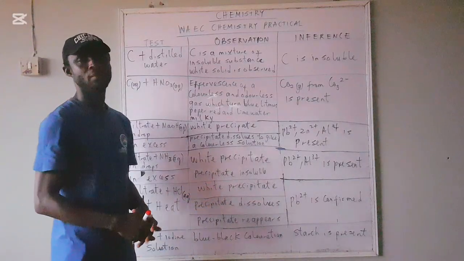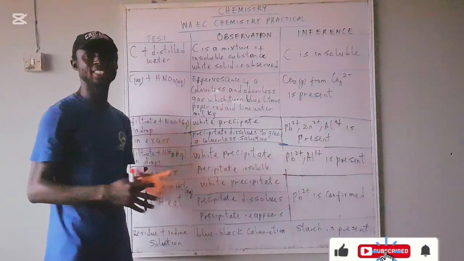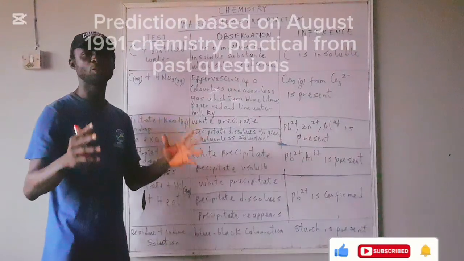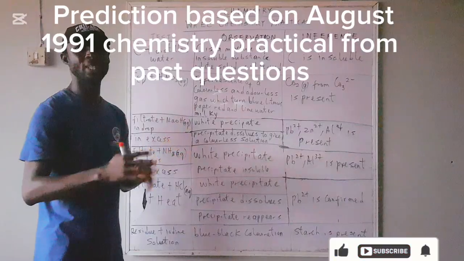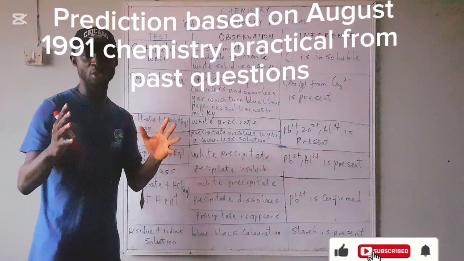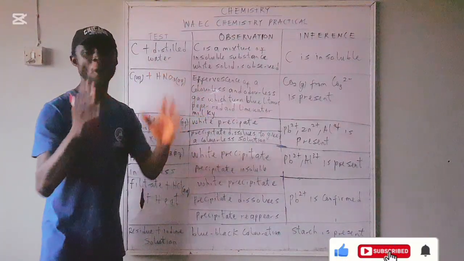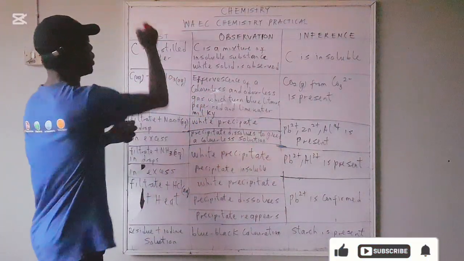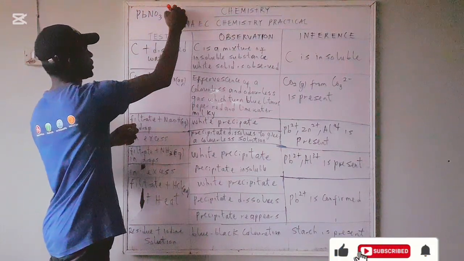Welcome back to class. Based on the WAEC past question that came out in August 1991, alternative to chemistry practical, the question gave us lead nitrate and starch, and when I compared the results, I was able to predict the likely question that will come out in your exam. You know, in that year they brought lead nitrate and starch.